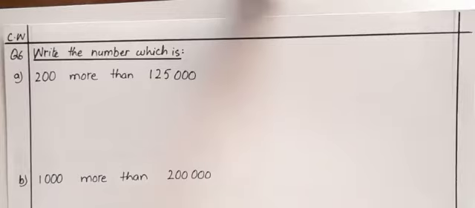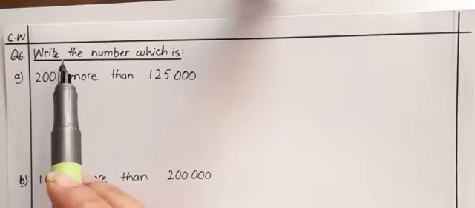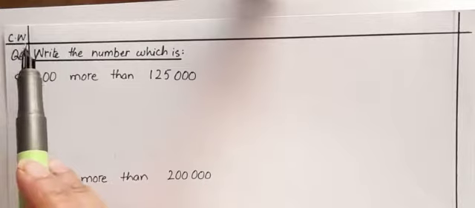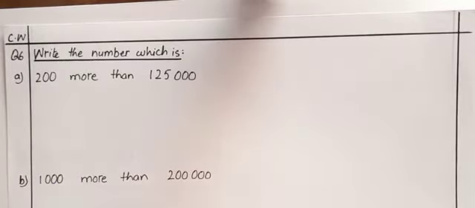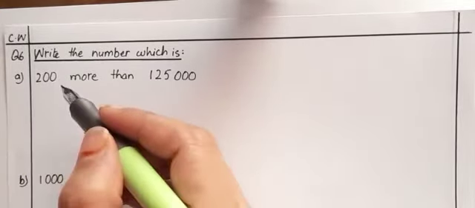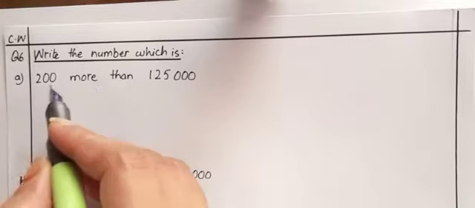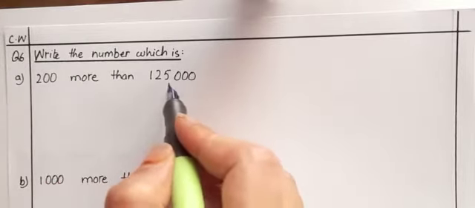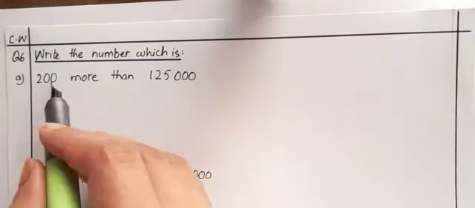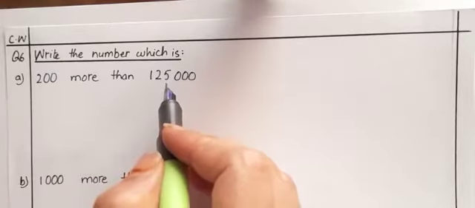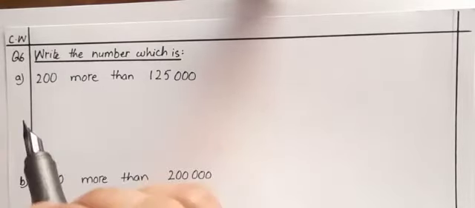Question number 5, boys. We will do question number 6. Write the question, underline the statement, write CW on every page. Our first sum is 200 more than 125,000. We have to add 200 in this. More than means to add.